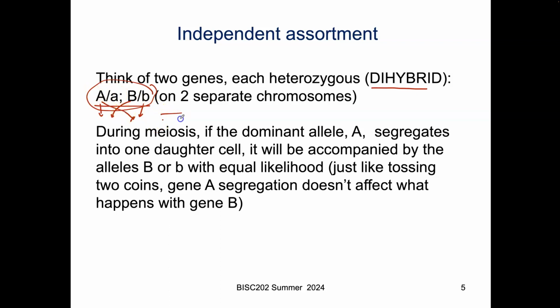They're on two completely different chromosomes, and so there's no reason why you should have, you know, this is the commonest misconception, that somehow those dominant alleles are always going to go together and the recessives are always going to go together, and that is not correct. The dominant can segregate with the recessive for the other gene and vice versa. So all the combinations that are possible occur with equal likelihood.